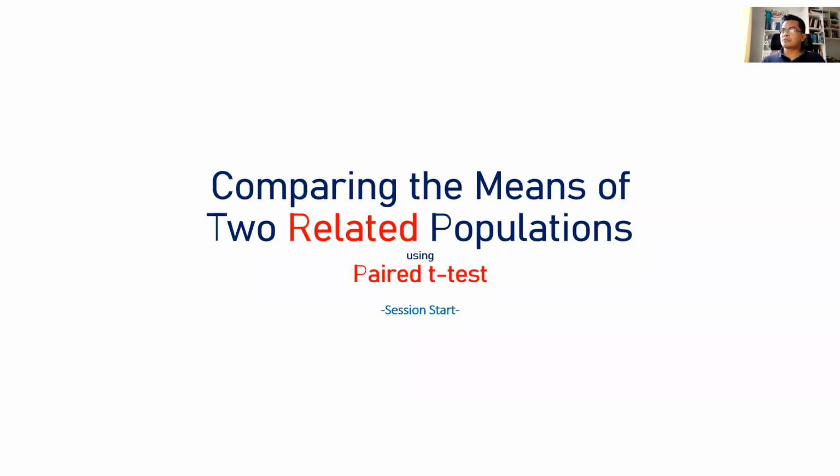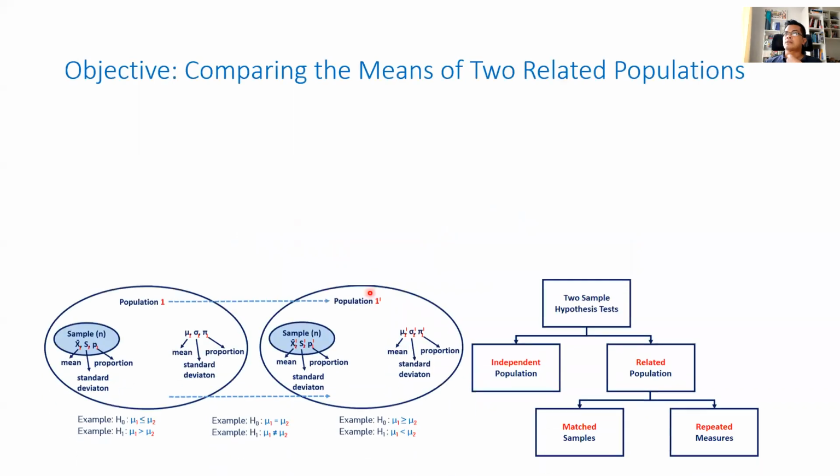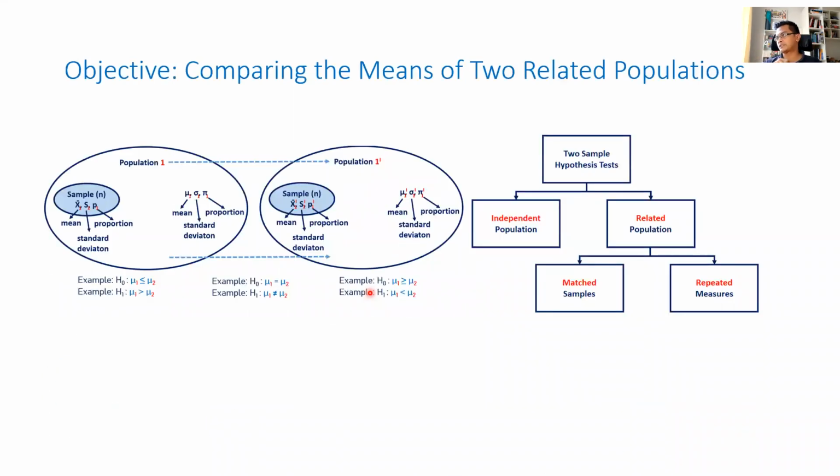Okay, so now we are going to discuss hypothesis testing, which specifically focuses on comparing the means of two related populations. We are going to use the paired t-test technique for this. Just recalling what I discussed before.